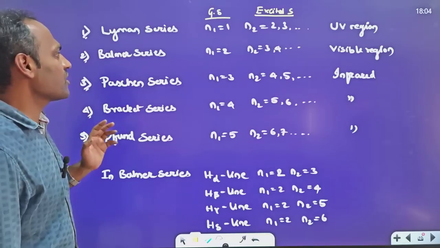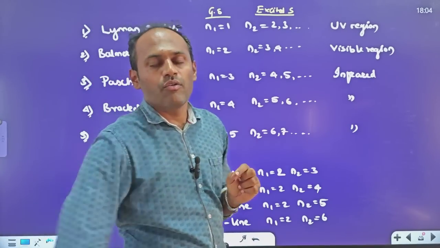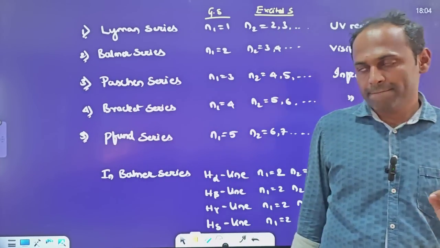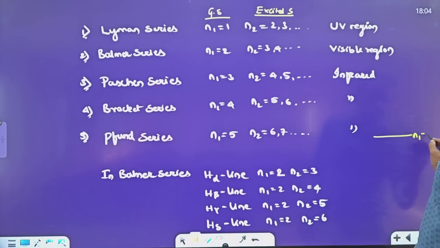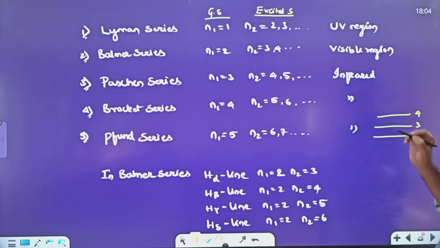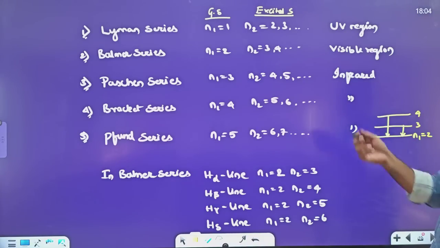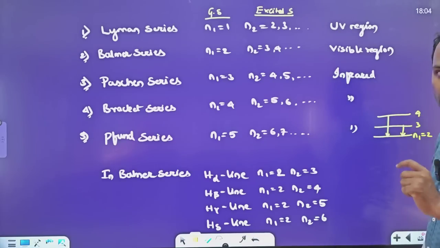Now see, if in some question they ask you to find the wavelength of the second member of Balmer series, what does the first member of Balmer series mean? See, Balmer series means its ground state is 2, right? Above that, the excited states we will get are 3, 4, 5 like this. First member of Balmer series means the transition will be taking place from 3 to 2. Second member of Balmer series means the transition will be from 4 to 2. Third member means it will be from 5 to 2. Like this, we have to know the member of that series.